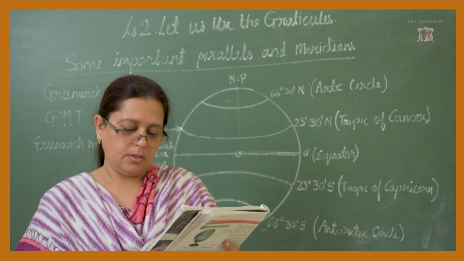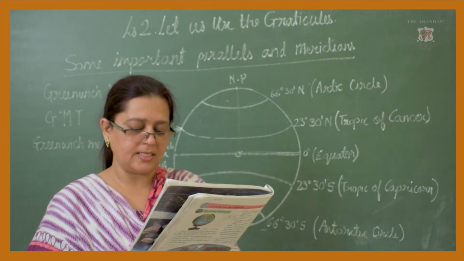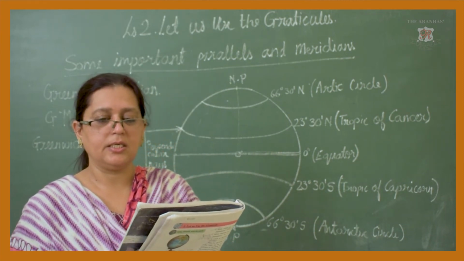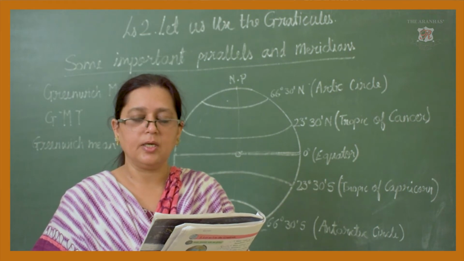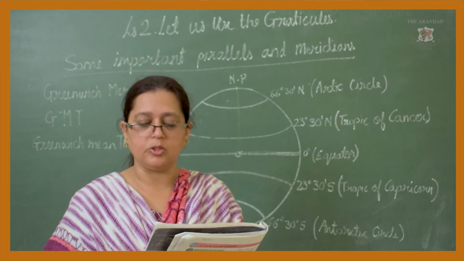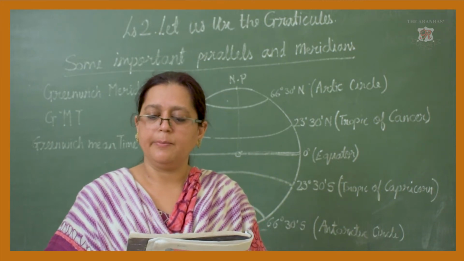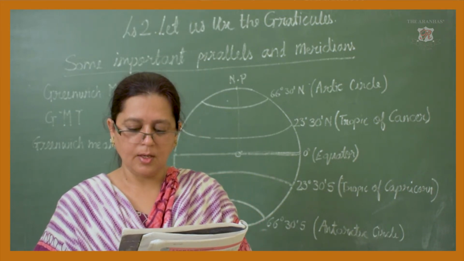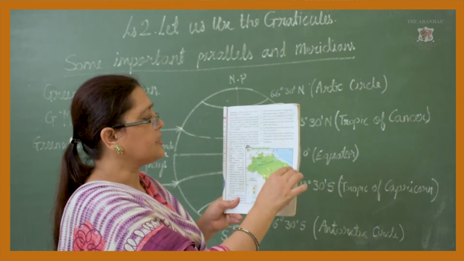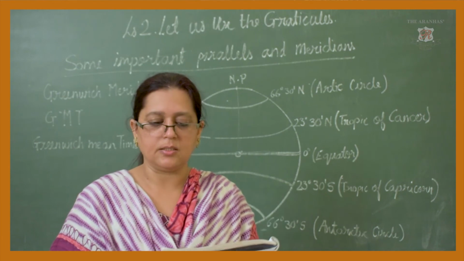Now, can you all find, children? Can you all find with the help of the parallels and the meridians? See, 16 degrees south latitude and 48 degrees west longitude defines the location of the capital of Brazil, Brasilia. So you will have to see the lines over here, parallels and the meridians. And by seeing this, we can find the answer.